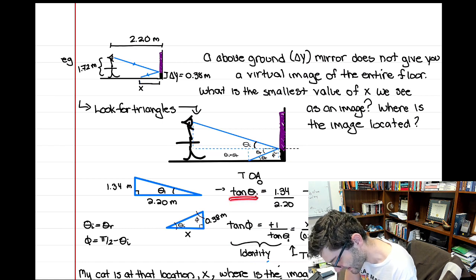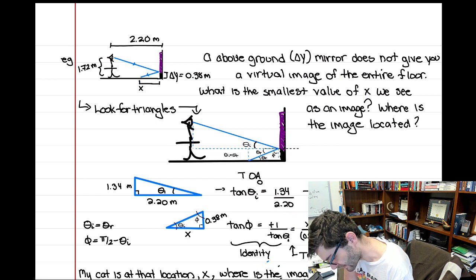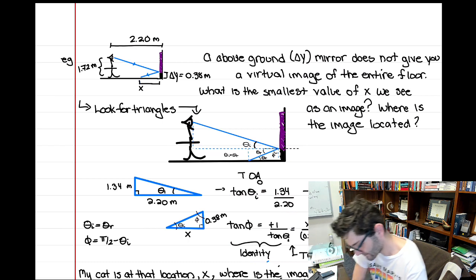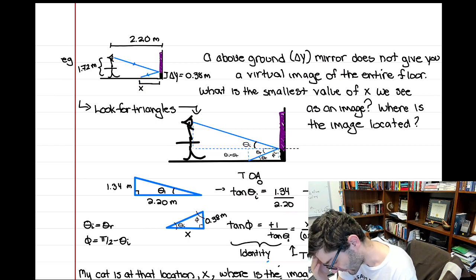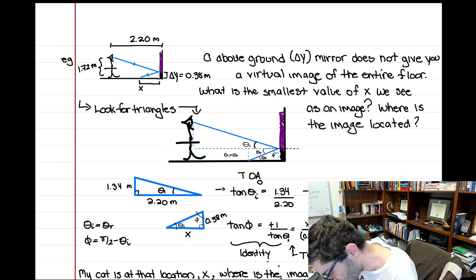So the tan of that angle is opposite over adjacent. So I have 1.32 meters divided by 2.2 meters. The meters cancel as they must. I can then take the arc tangent of this and I get 31.35 degrees. Okay. I then know by the law of reflection that this outgoing angle is also 31.35 degrees and must match this as well.